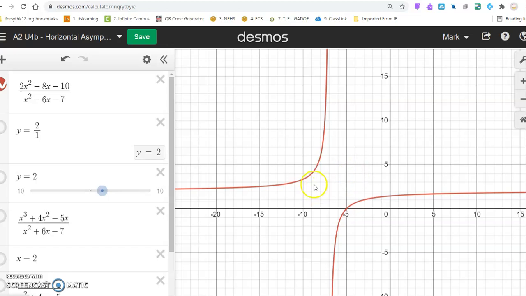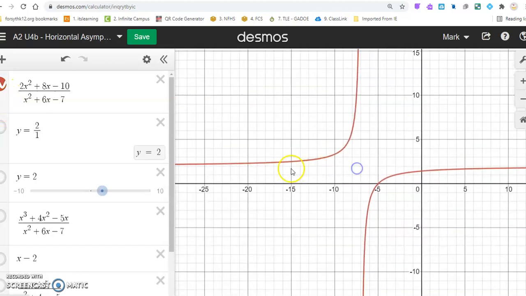Let me zoom out a little bit. Here's a typical graph that you're going to see on these rational functions, and you can see this 2x squared plus 8x minus 10 over x squared plus 6x minus 7 in the denominator. Okay, but I want to show you something about that. And you might have already picked up on it. See how it's curving off here and it's curving off here?